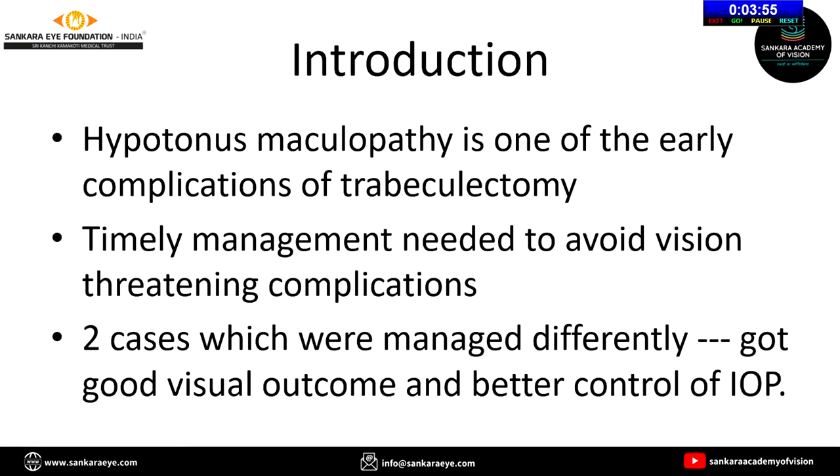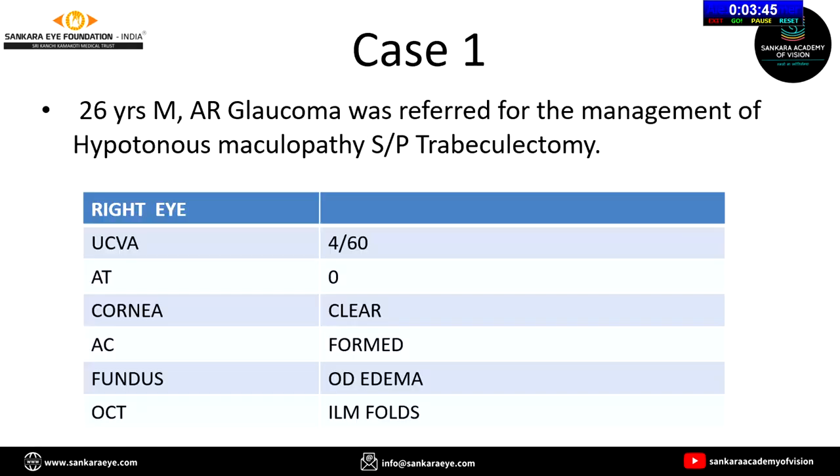Hypertensive maculopathy is one of the complications of trabeculectomy, and timely management can avoid the vision-threatening complications. I am presenting here 2 cases which were managed differently. And finally, the patients came with good vision and better control of intraocular pressure.